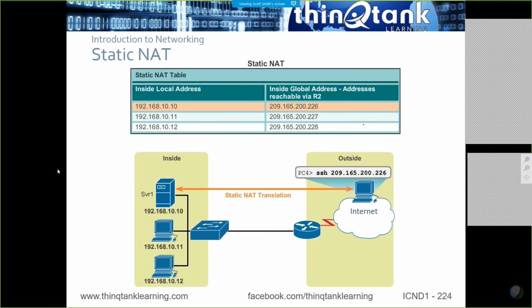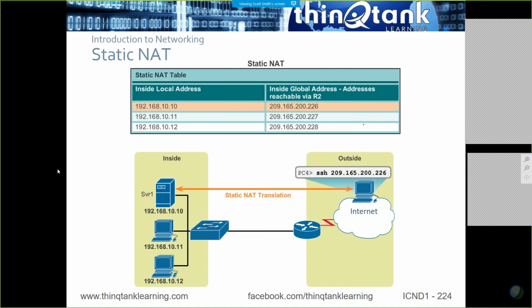Now, that person on the internet can't SSH to the local address because those local addresses are not routable on the internet. So I have to set up some sort of network address translation profile that allows that person on the internet to SSH to 209.165.200.226. That network address is being routed by my ISP to my router. And then the router has a policy that translates that 226 address to 10.10. Does that make sense?